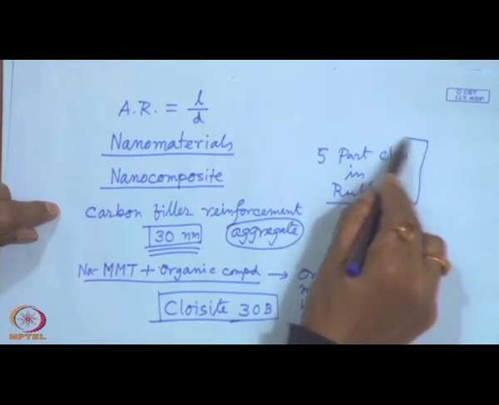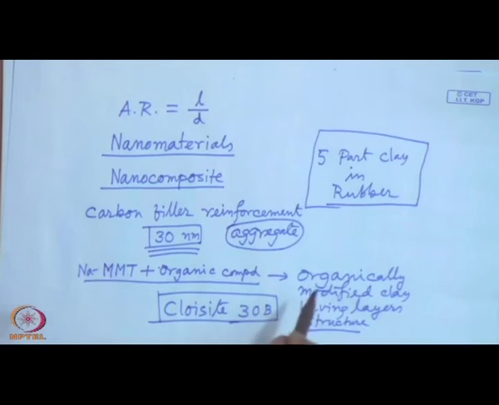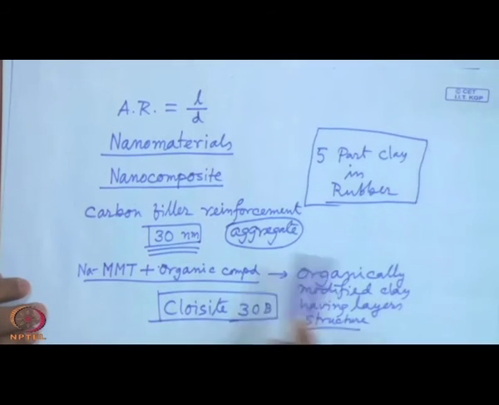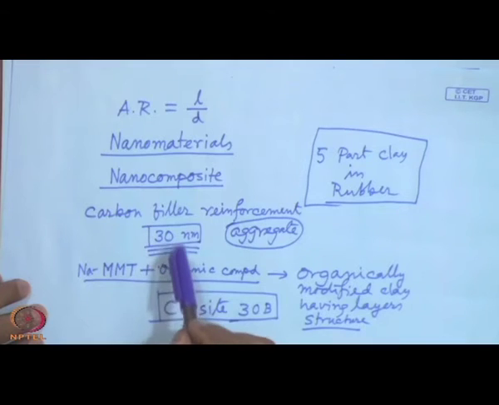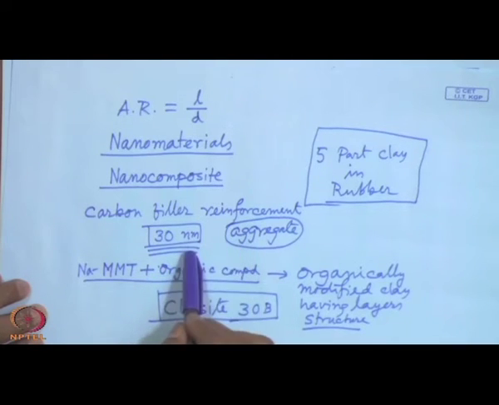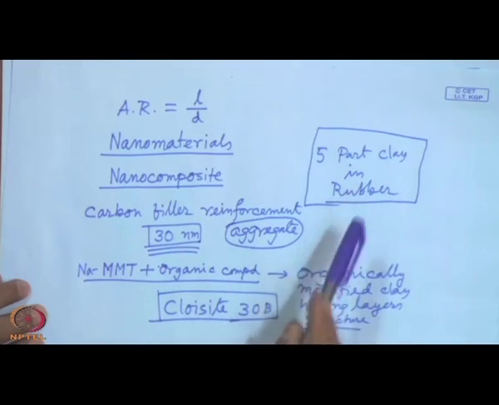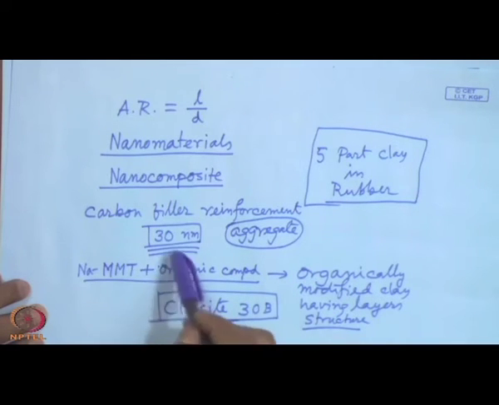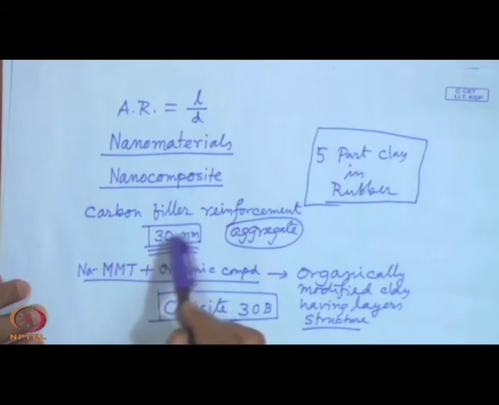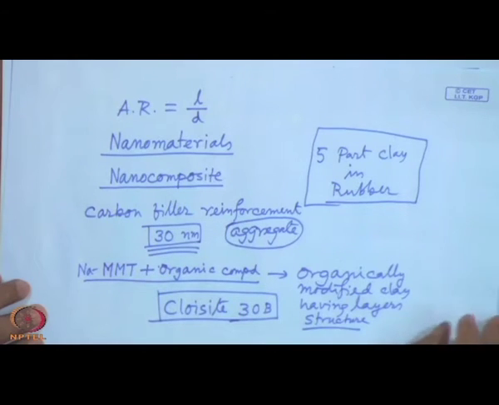can provide huge strength properties, because if somebody calculates the surface area of this Cloisite 30B, it would be as high as the surface area provided by 40 to 45 parts of carbon black used in 100 parts of rubber. So, 100 parts of rubber with 5 parts of clay can reach the mechanical properties, say tensile strength, obtained by using 45 parts of carbon black.